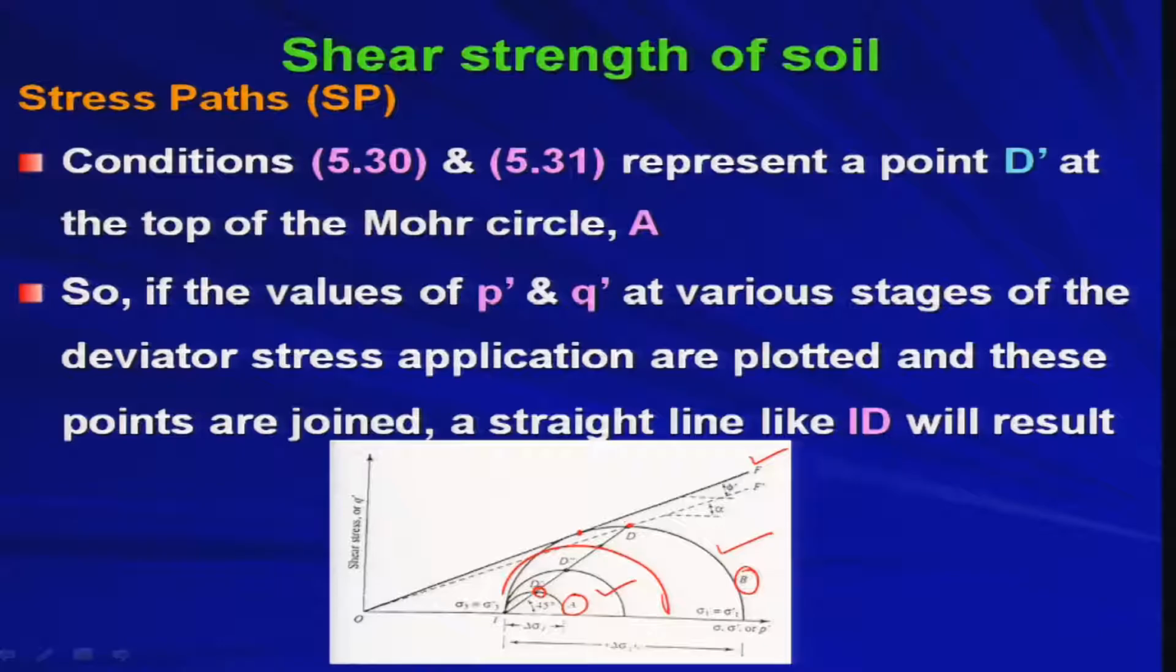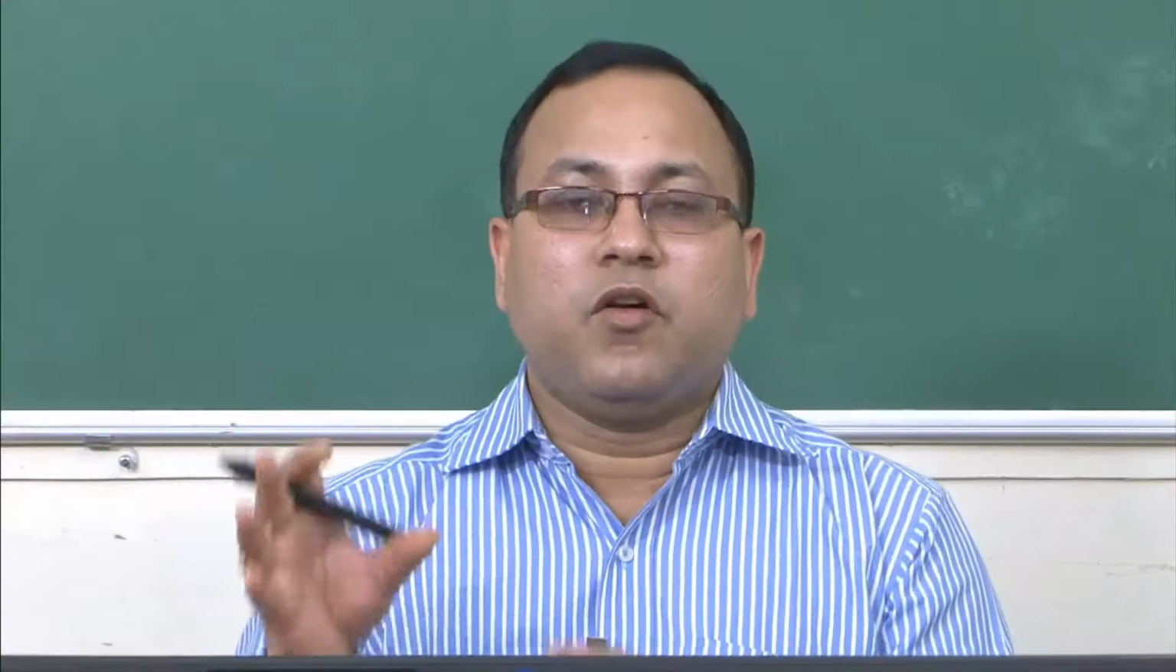Because these are the points you get, I told you that you will be getting several points and then joining them to get the stress path. So, this ID is a kind of straight line, agreed. This straight line will be known as the stress path, which will be defining the state of stress for the isotropically consolidated drained test. Okay, understood how the stress path is developed.